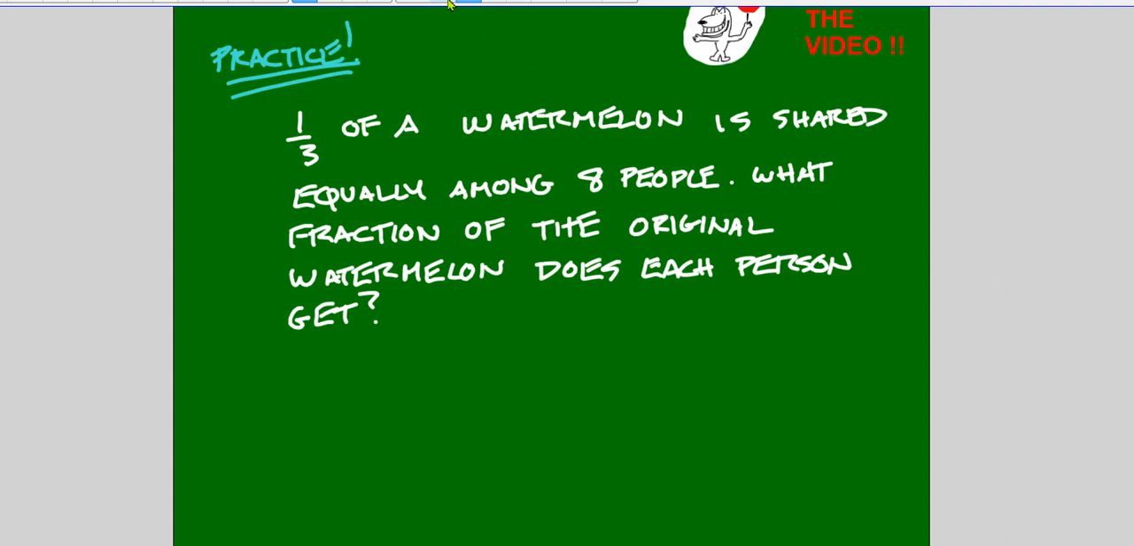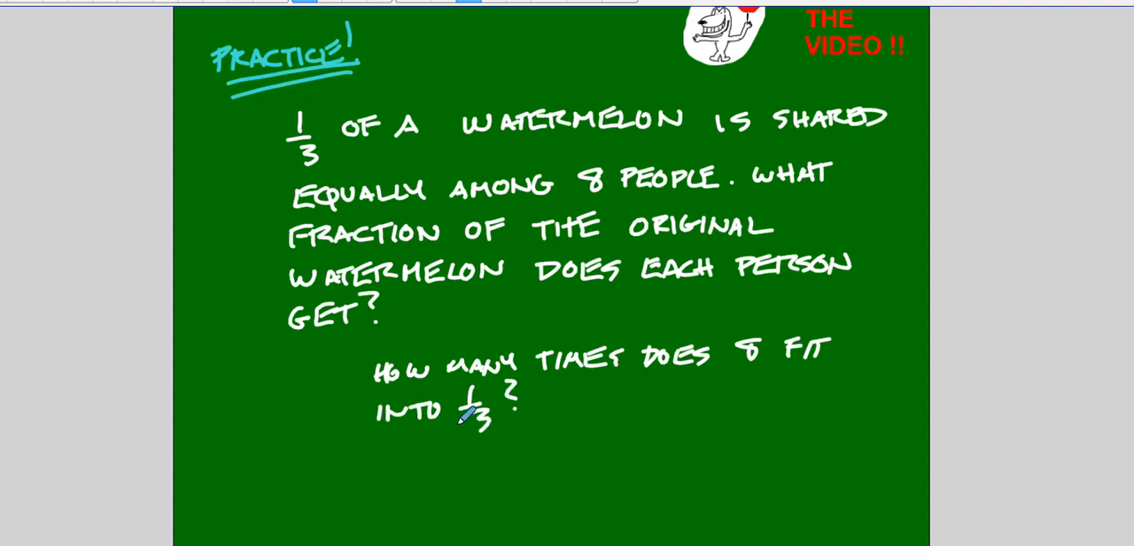All right, so again, I'm not even going to draw a diagram here. So 1/3 of a watermelon, how many times does 8 fit into 1/3 is the question here. Okay, so this is going to be 1/3 divided by 8. Well, 8 is 8 over 1. So now change the division to multiplication, take the reciprocal. So each person gets 1/24 of the total watermelon. Okay?